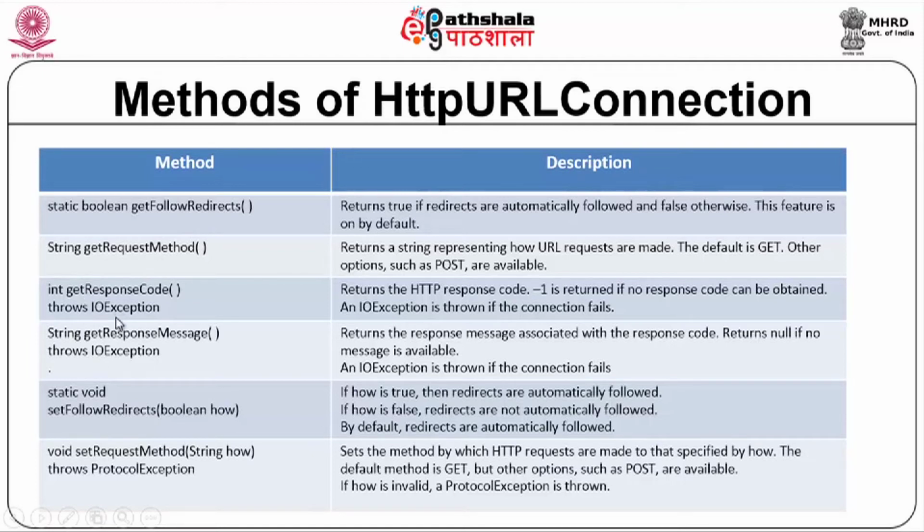And there is a method called getResponseCode. This returns the HTTP response code. That is, -1 would be returned if no response code can be obtained. This also throws an exception called IOException if the connection fails.